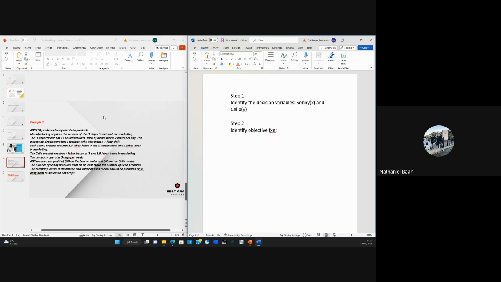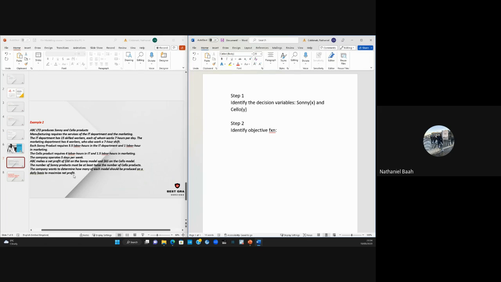So here, let's read and identify our objective function. I'm going to read from this part. ABC makes a net profit of $50 on the Sony model and $65 on the Cello model. The number of Sony products must be at least twice the number of Cello products. The company wants to determine how many of each model should be produced on a daily basis to maximize net profit. So the objective function is they are finding ways to maximize their net profit.